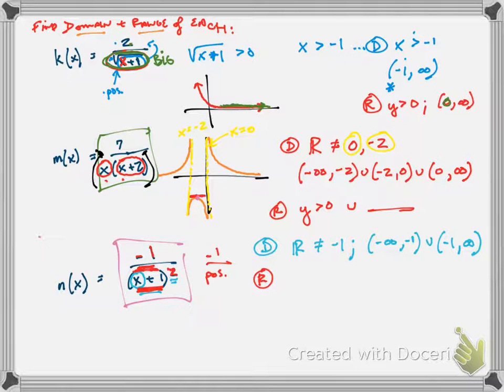Okay, and I get a graph which looks like this. Let me change colors for you. It looks like this, and that should be what you get. Notice we have a vertical asymptote at -1. We said we're not allowed to put -1 in.